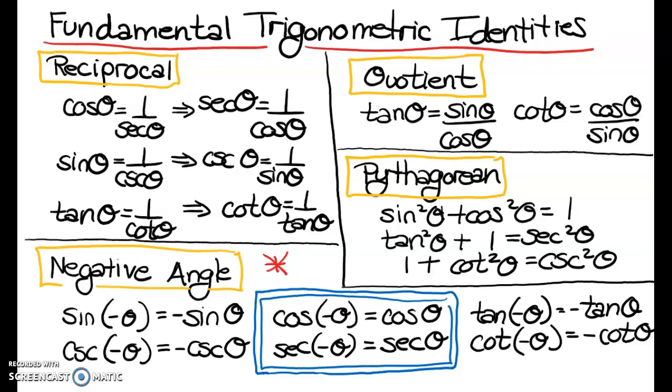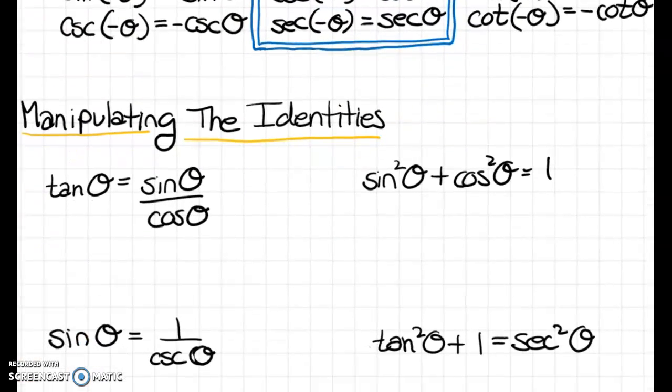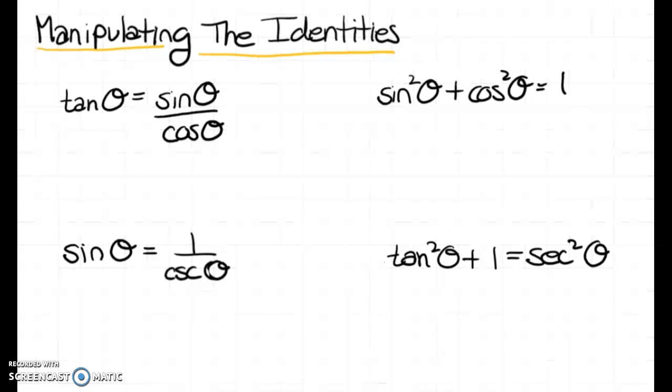This video is going to walk you through how to manipulate some of your trigonometric identities and how to simplify some trigonometric expressions. So I have our identities up here already: our reciprocal, quotient, Pythagorean, and negative. And these are the ones that we're going to be using today in this video. All right, so let's talk about manipulating your identities.